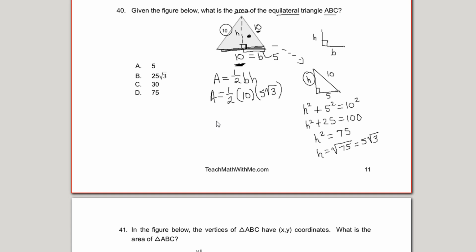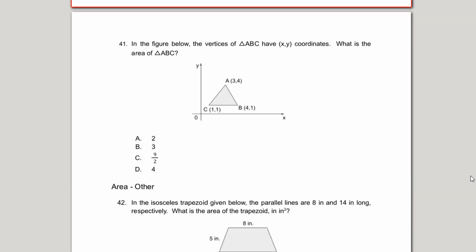So when we simplify here and do our multiplying, we can divide the 2 into the 10 and make that 5. And then 5 times 5 gives us 25 square root of 3. That's answer choice B. Question number 41 says, in the figure below, the vertices of triangle ABC have xy coordinates.